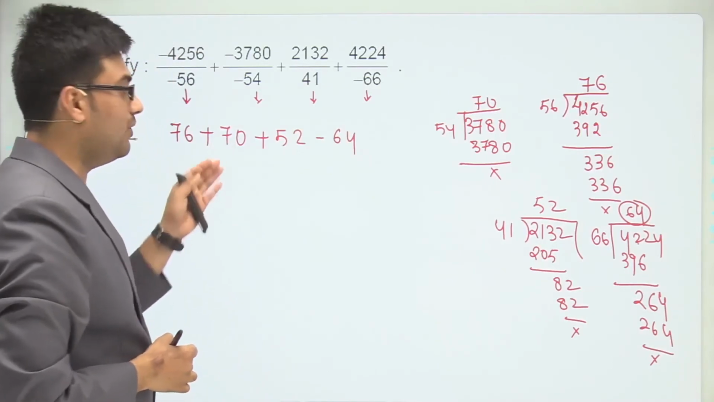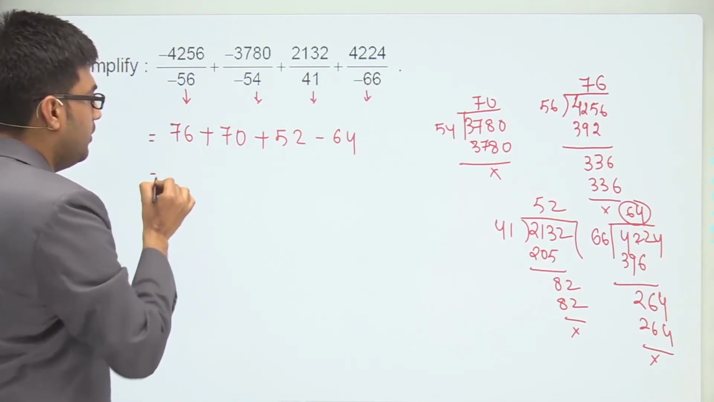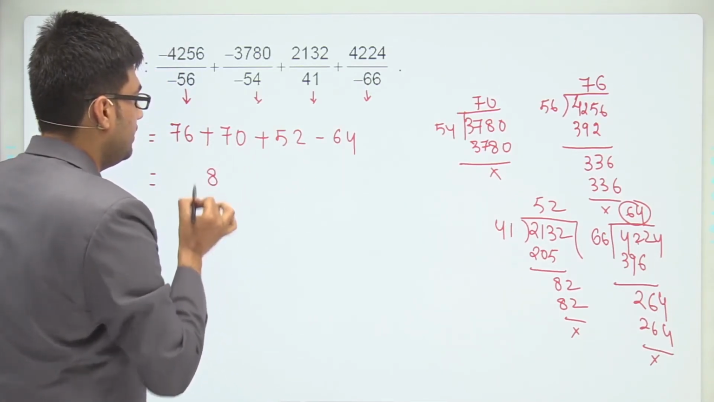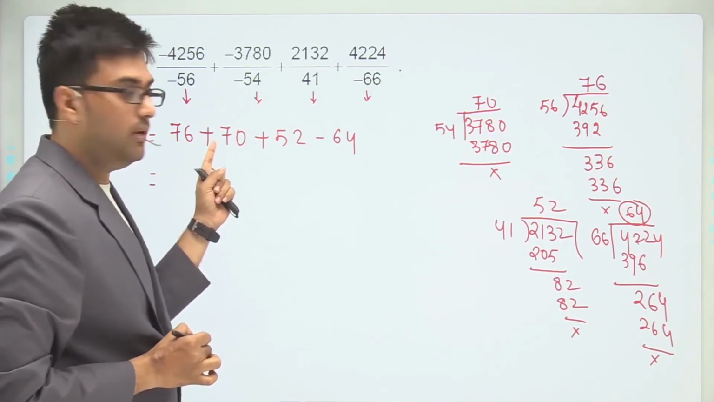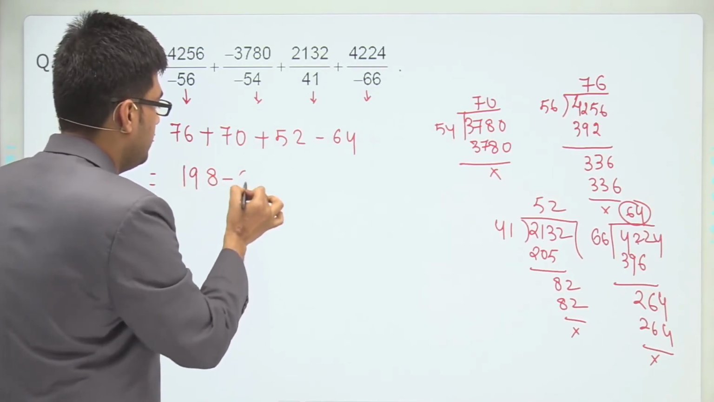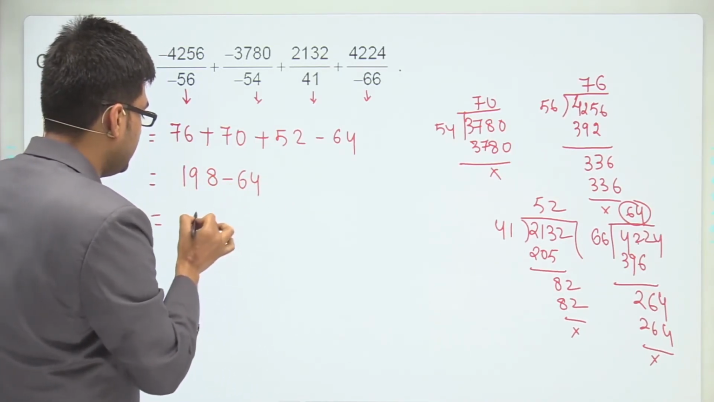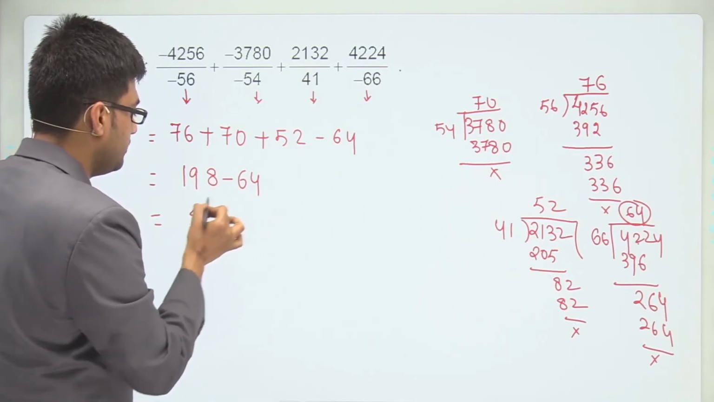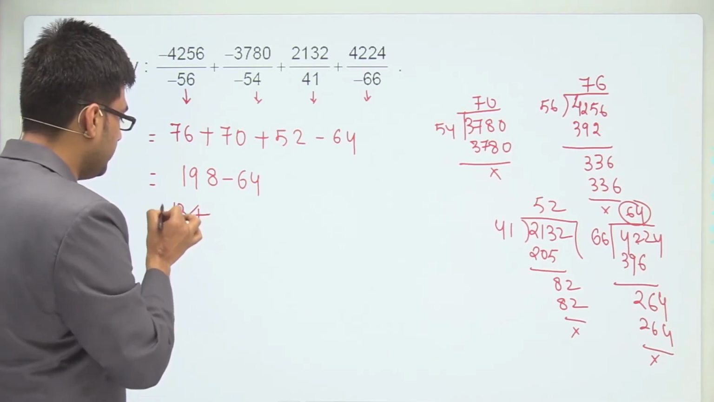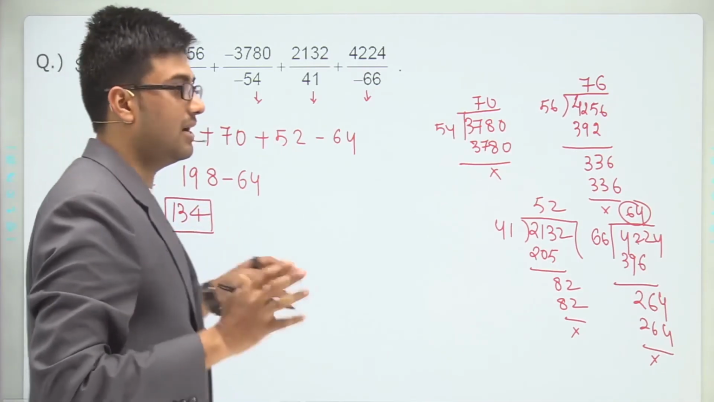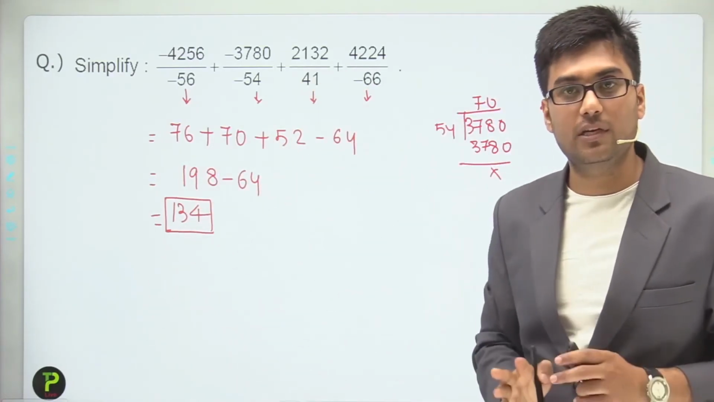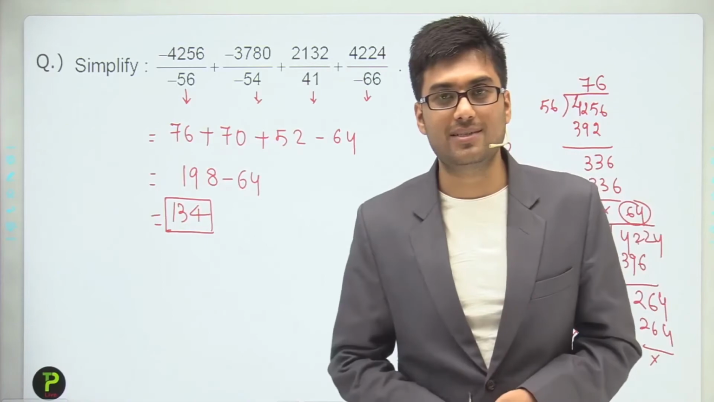So students, now let's solve this. When we add these three, then what will we get, students? It is 6 plus 2 is 8 and 7 plus 7 is 14. 14 plus 5 is what? 19. So it is 198 minus 64. So that is equal to what? 8 minus 4 is 4 and 19 minus 6 is what? 13. So that is equal to 134. This is the answer of this question, or this is the simplified value of this expression. Clear? So students, I hope you understand this question.